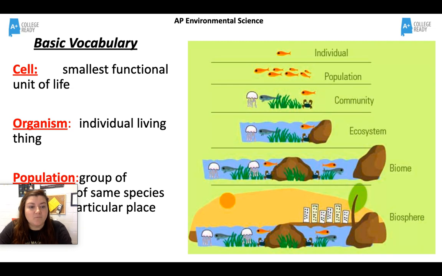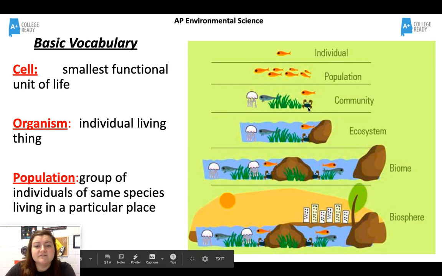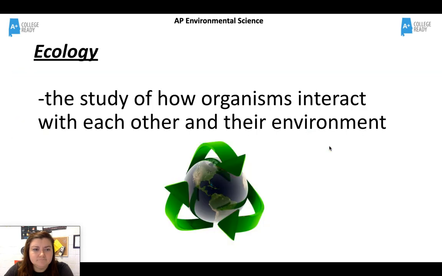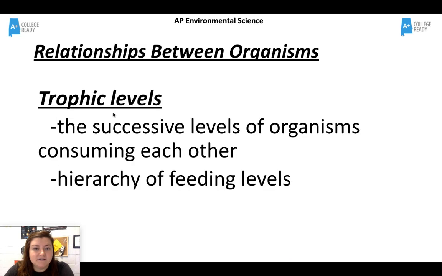We'll go over there. This is a really helpful infographic right here. Like we said, we've got individual, and below individual would be cell, right? So individual, population, community, ecosystem. And then if you want to keep going and go even bigger, we've got biome. And then biosphere is obviously all the living things on the earth. Community, ecosystem.